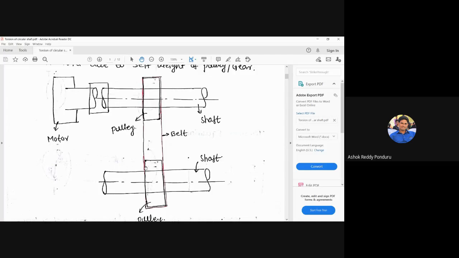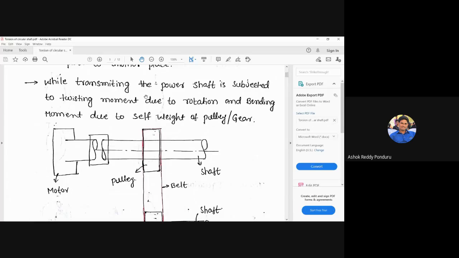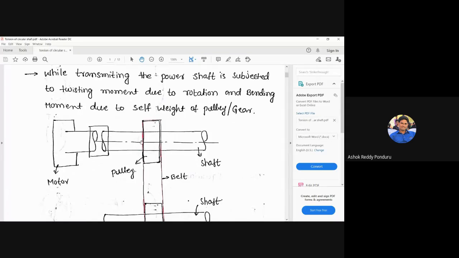While transmitting the power, we can look at this sentence: the shaft is subjected to the twisting moment due to the rotation and bending moment due to the self weight of pulley. Now we can look here. This is called a pulley. The pulley has some self weight. That self weight is acting as a transverse load on the shaft. We know that due to the transverse load, the shaft is subjected to a bending moment. That is the meaning of that sentence: bending moment due to the self weight of the pulley or gear.